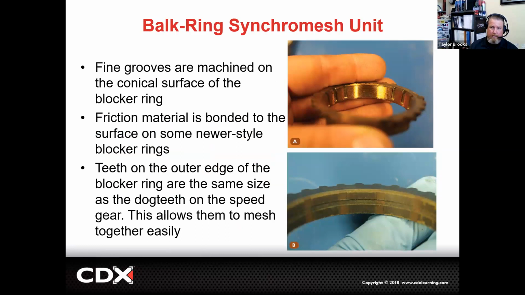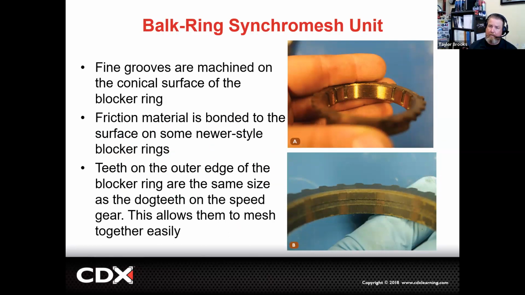Now, the blocker rings are going to have two styles of construction. Again, they're always going to be made of a softer bronze material for the dog teeth, but we can either have what we have for A, which is going to be finely grooved machined surfaces that grip the cone of the speed gear and will be using gear oil, or it will be a paper material or a friction material that's bonded to the inside of it, like what we have for B or the lower photo.